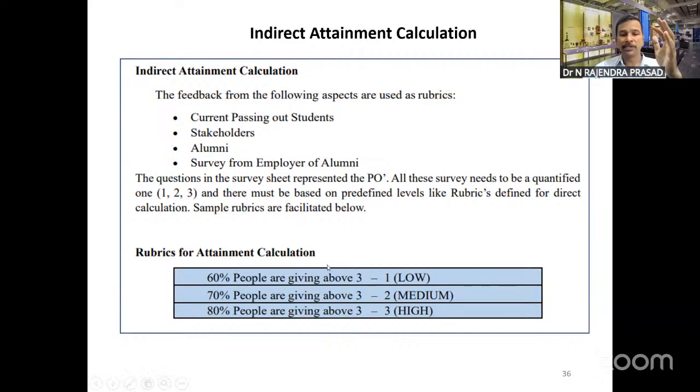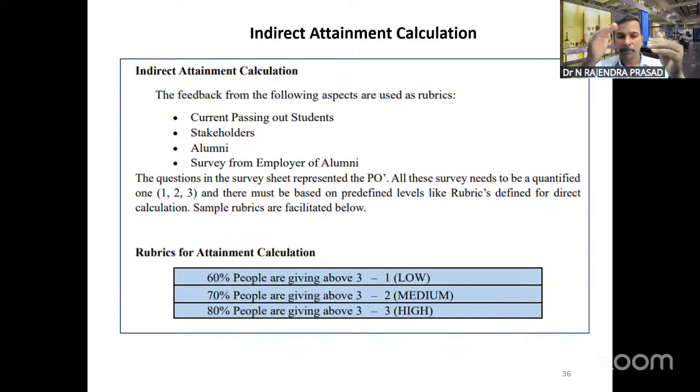Okay, you have the responses now. 60% of the people are giving above 3 in between 1 and 3. If 60% of the respondents have given the ratings above 3 or 3, you make it as low. Means the PO attainment is low. Out of 3, only 33.3% has been attained. Means the performance of the student is poor. The institute is not performing to the expectation of the student. Why? The employer has given the response with level 1. So he is not satisfied.